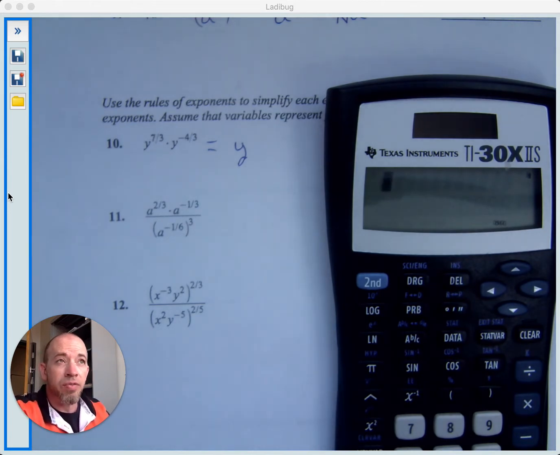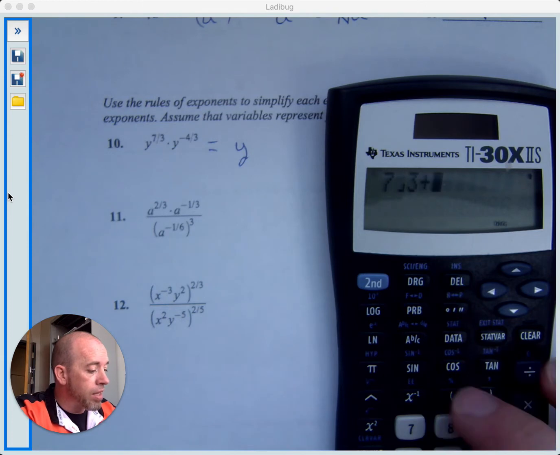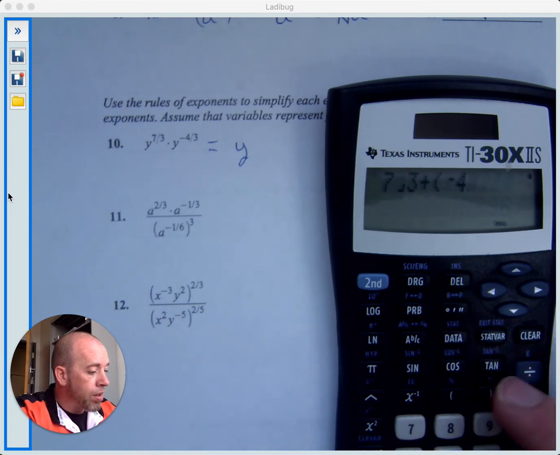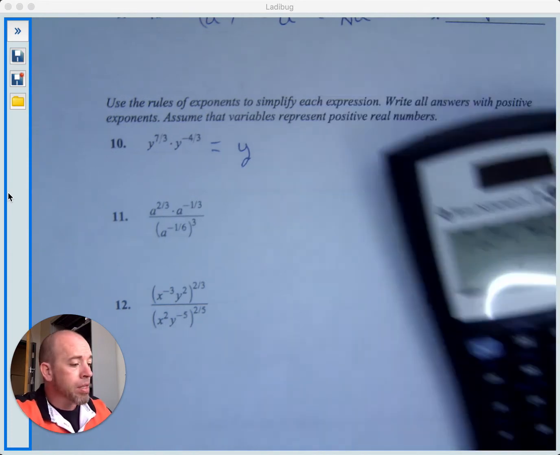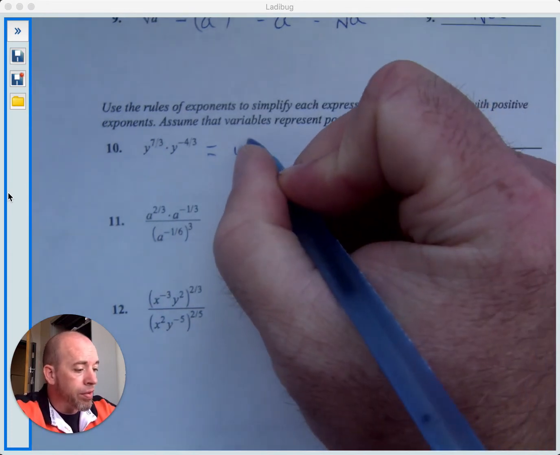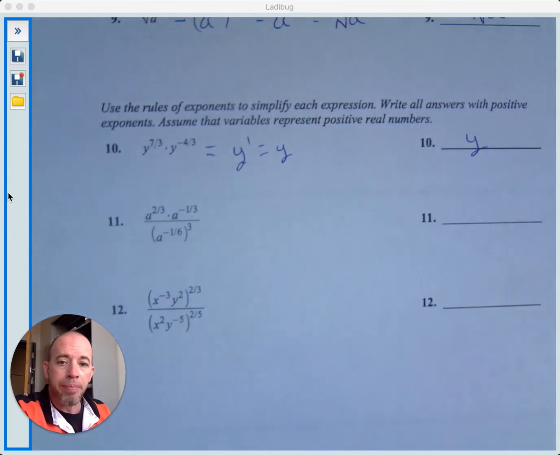7/3 plus negative 4/3 would be 3/3, right? And if you want to verify that, you could do 7/3 plus a negative 4/3. And it should tell us that's 1. Yeah, 3/3, right, which is 1. So this is just y to the first, or y. So that simplifies it quite a bit.